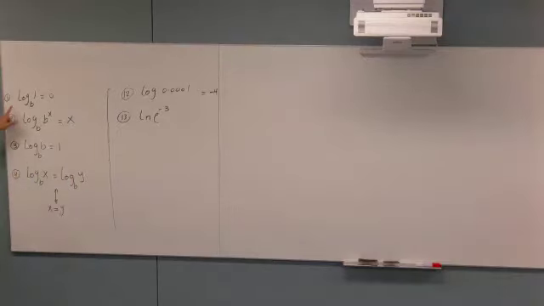The properties say every time you see log to any base of 1, how much is the result? 0. If we see log base b of b to the x, it's exactly the same as x. How much is the result? The value of x. That means if you have 5 here, it's going to be 5. If you have 1,000,000 here, it's going to be 1,000,000. But the condition is that the base should be equal to the number. So the result is going to be the exponent.